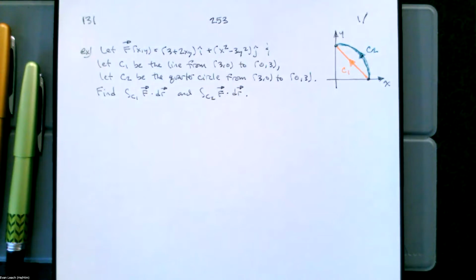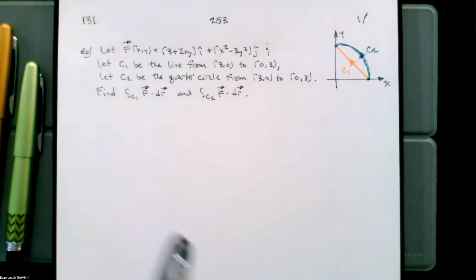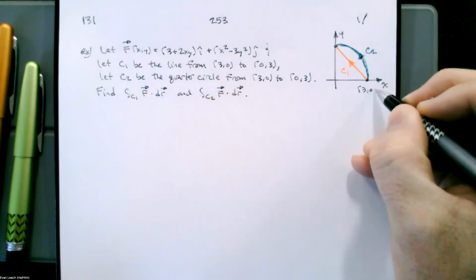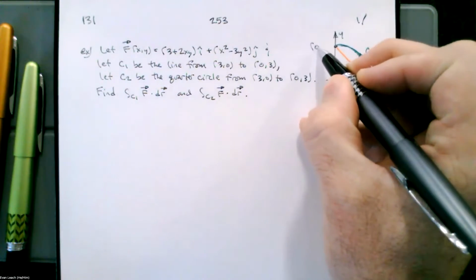Today we want to continue our calculation of line integrals. And here we have a vector field that we want to integrate over these two different paths. C1 will be the line from (3, 0) to (0, 3). And I should say line segment from (3, 0) to (0, 3).